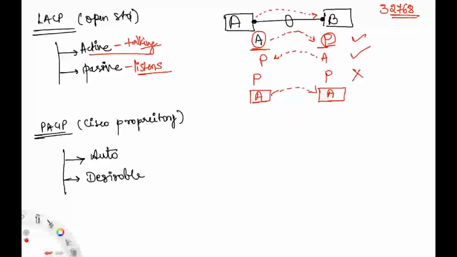All right. Similarly, in PAgP, there is auto and there is desirable. Desirable is the same as active, the first one to initiate the negotiation. Auto is the same thing as passive, he's only listening.